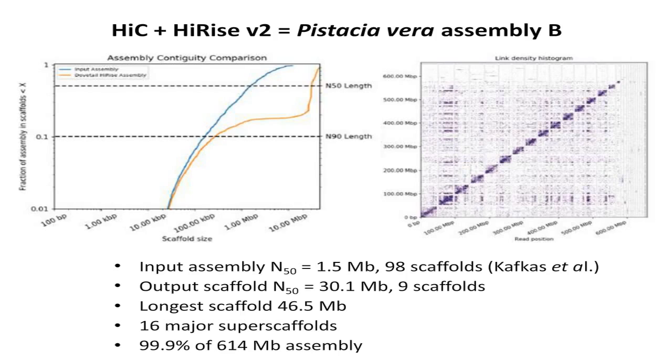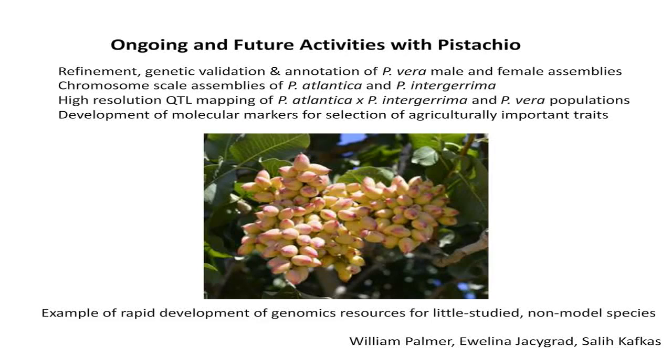Now, there's only 440 megabases of the genome assembly in here, when it should be about 600, but that was the size of the input assembly. The other, the female here, had a much better input assembly. Salih Kafkas has worked on this much more, and the N50 there is 1.5 megabases. All that was necessary was to have Hi-C libraries made on this. And now you can see we've got much better results. We've got 16 major superscaffolds with 99.9% of the 614 megabase assembly. That's close to the whole genome in chromosomal superscaffolds. I'm not quite sure which ones will have to be joined. It might be something to do with the sex chromosomes.